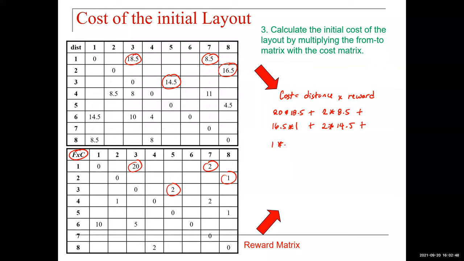1 times 8.5. 2 times 11 plus 1 times 4.5. 10 times 18.5, 5 times 10, 2 times 8. If you do that in your calculator, it should be 678.5. So the cost associated with the current layout is 678.5.